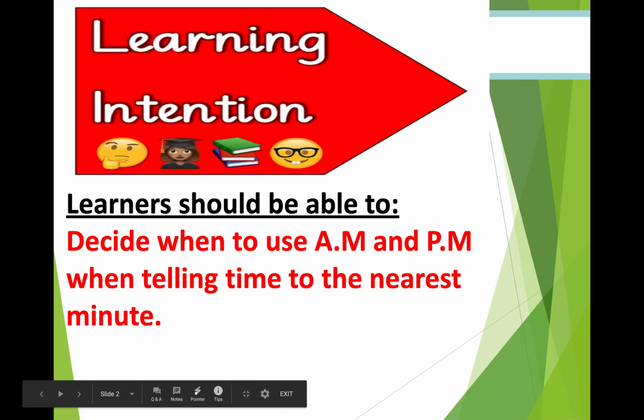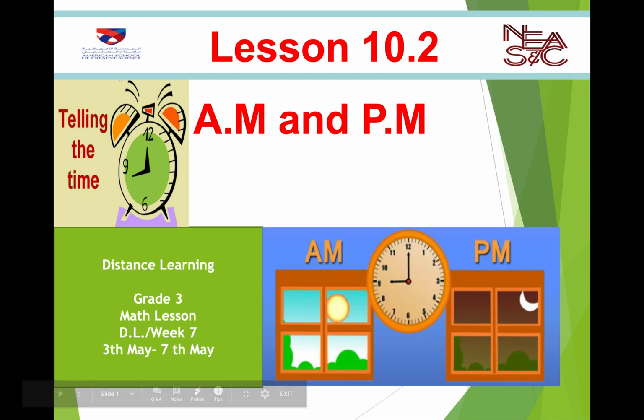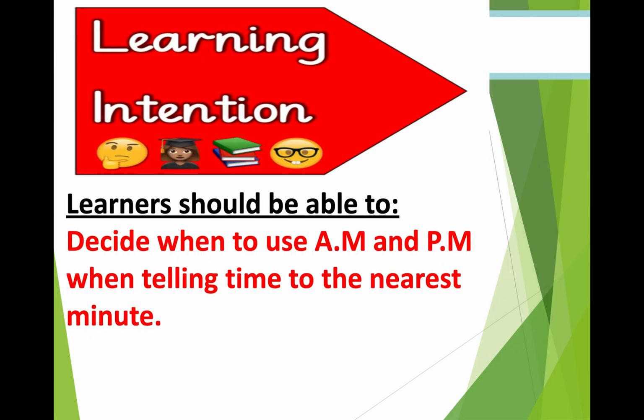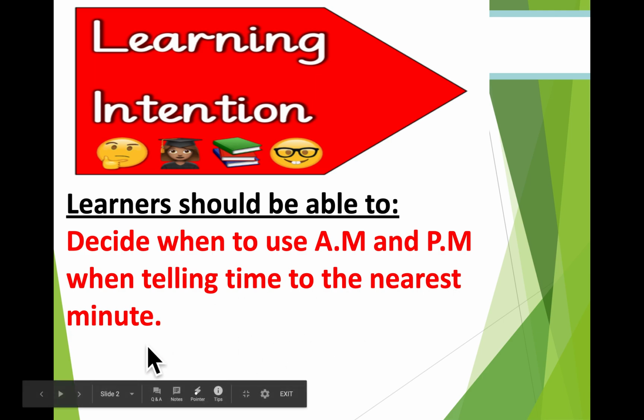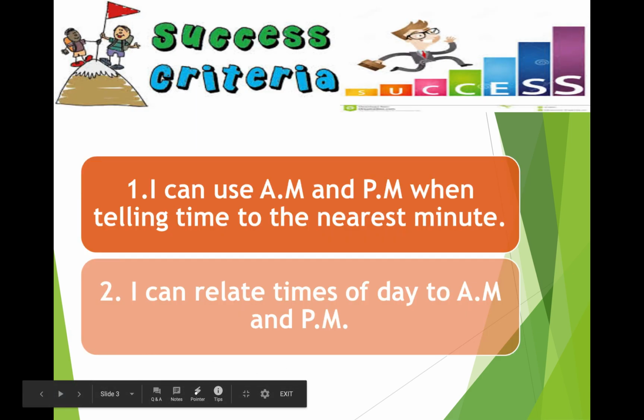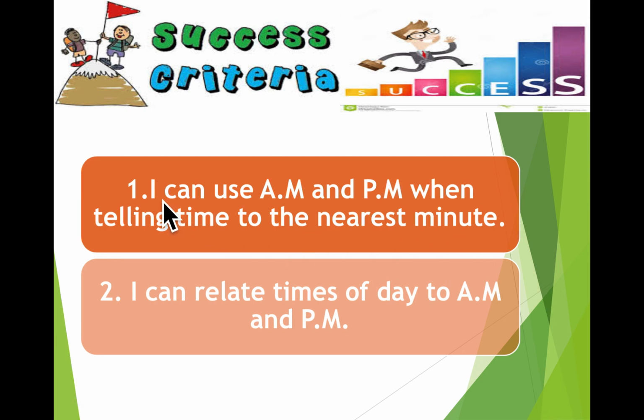Today we'll be talking about AM and PM. We're going to be learning how to tell the time. Our learning intention is that learners should be able to decide when to use AM and PM when telling time to the nearest minute. My success criteria is number 1, I can use AM and PM when telling time to the nearest minute, and number 2, I can relate times of day to AM and PM.